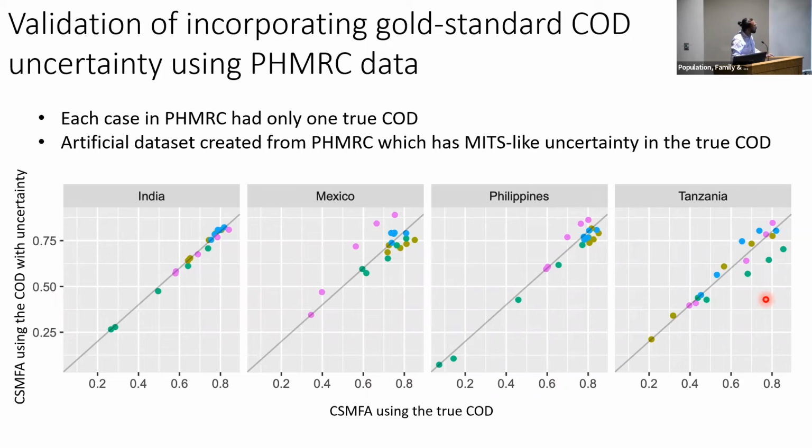And we saw what the accuracy is when using the true cause of death versus the accuracy when using the ambiguous cause of death. And we generally see quite a good alignment with some noise. So it generally can catch the uncertainty in the MITS cause of death, as long as it's not super uncertain or spread over every possible cause.